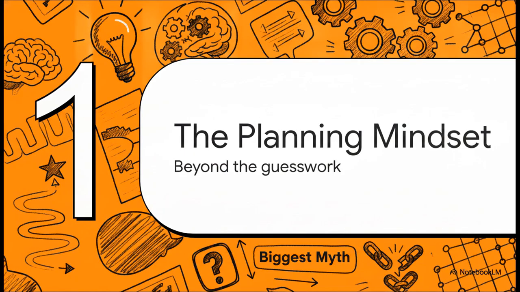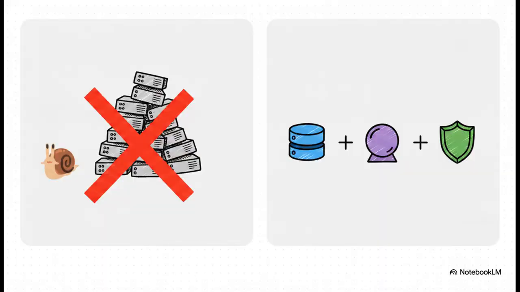Section 1. The capacity planning mindset. Now, there is a massive contrast in how people handle slow systems. The typical amateur reaction, total panic. They just throw hardware at the problem. Add more CPU, double the memory, spin up extra servers. But enterprise architecture doesn't work like that at all.